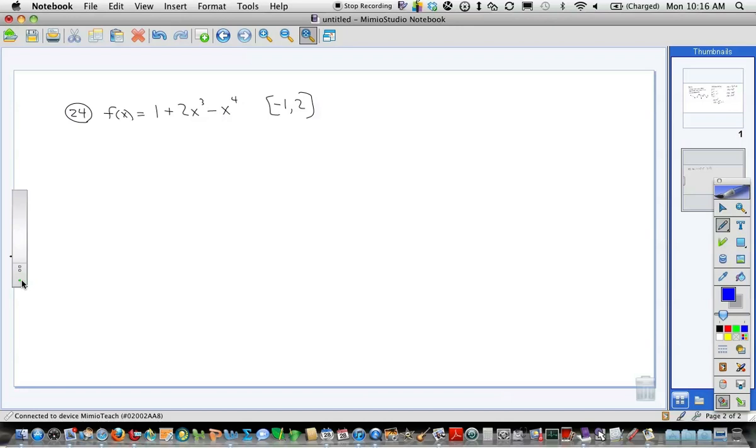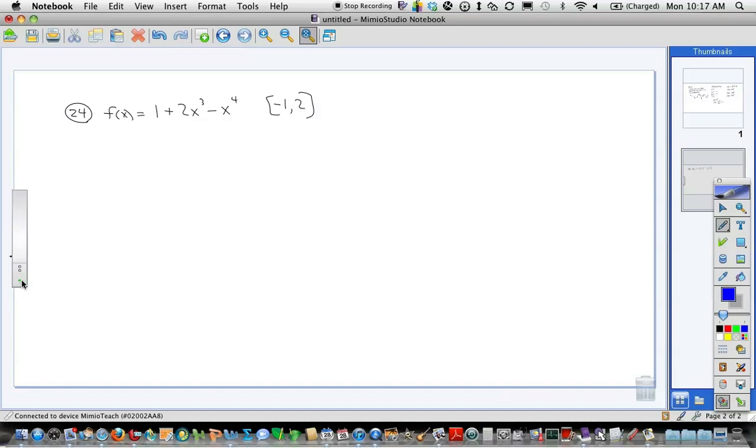Okay, find the max and min value over this closed interval. So, what was the fact we wrote earlier? We've got 2 places we have to look: at the endpoints and where the derivative is 0. Right? Yep. Those are the only places the max and mins can be.